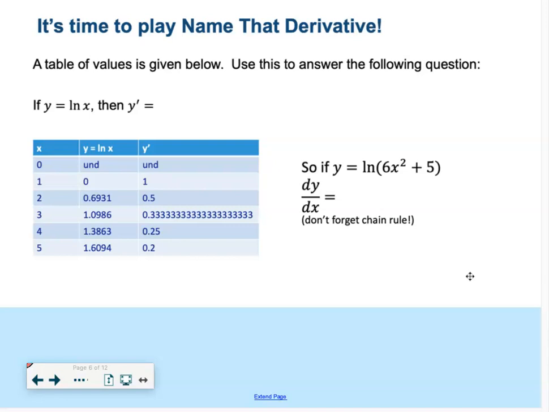So if x is 0, then natural log is undefined, so the derivative is undefined. But if x is 1, the derivative is 1. If x is 2, the derivative is 0.5. If x is 3, the derivative is 0.33333333. Now what I want you to do is, without speaking, mentally see if you can figure out what the derivative of y equals ln x is. And my hint to you is if you can't figure it out, mentally convert those decimals to fractions. So I give you 10 seconds. See if you can figure it out.